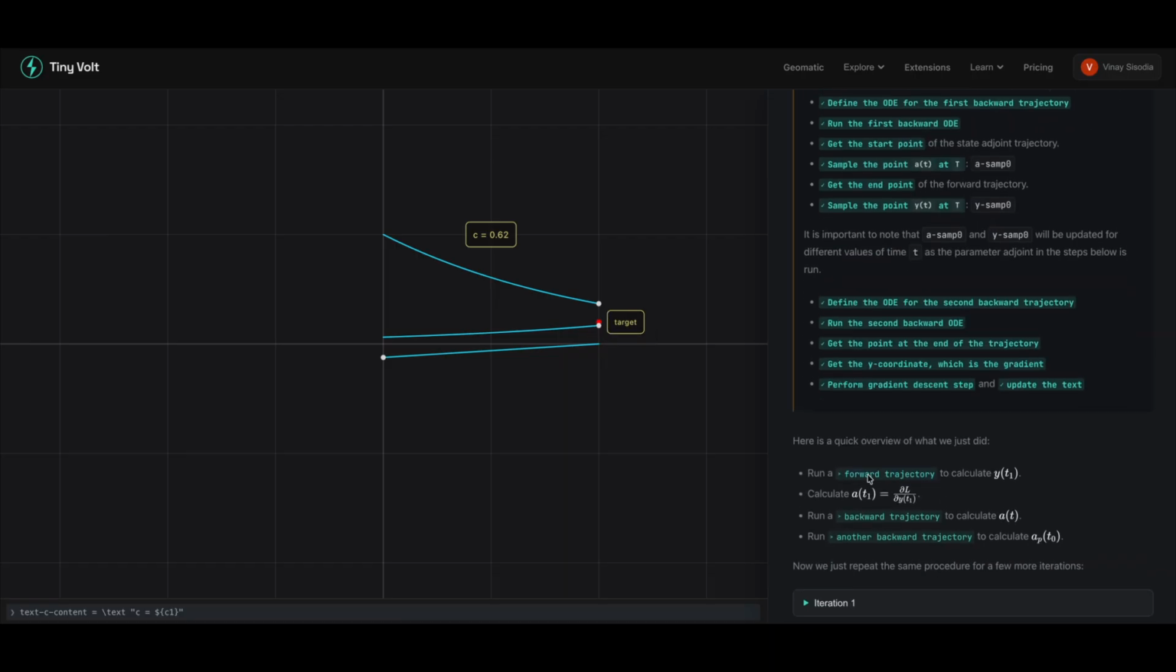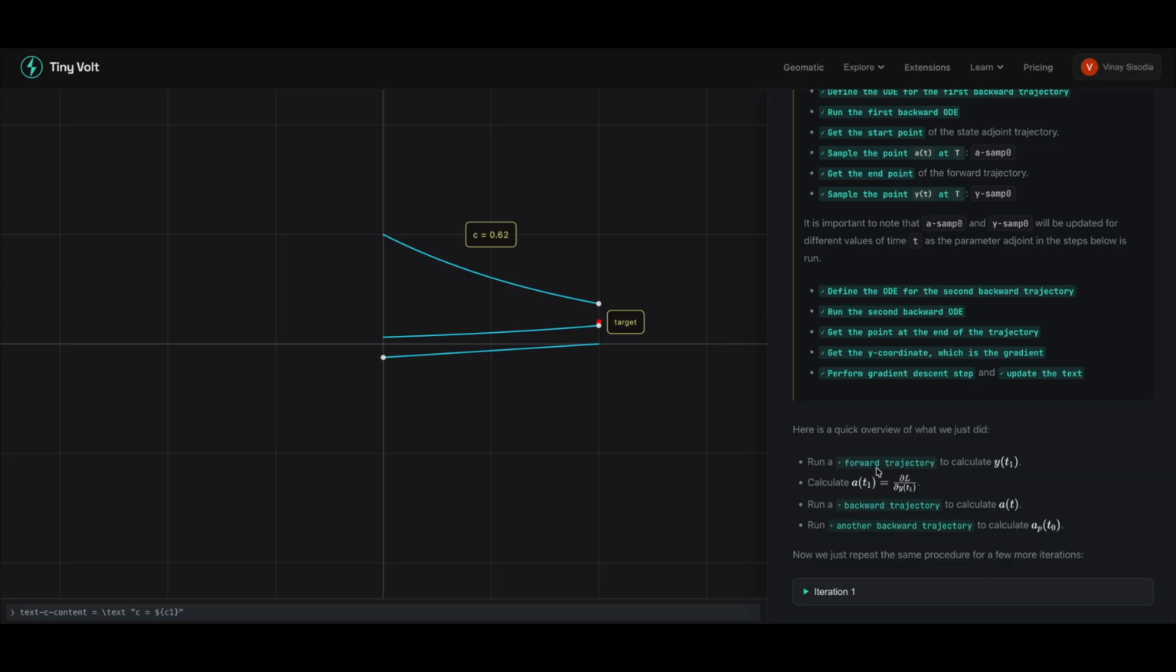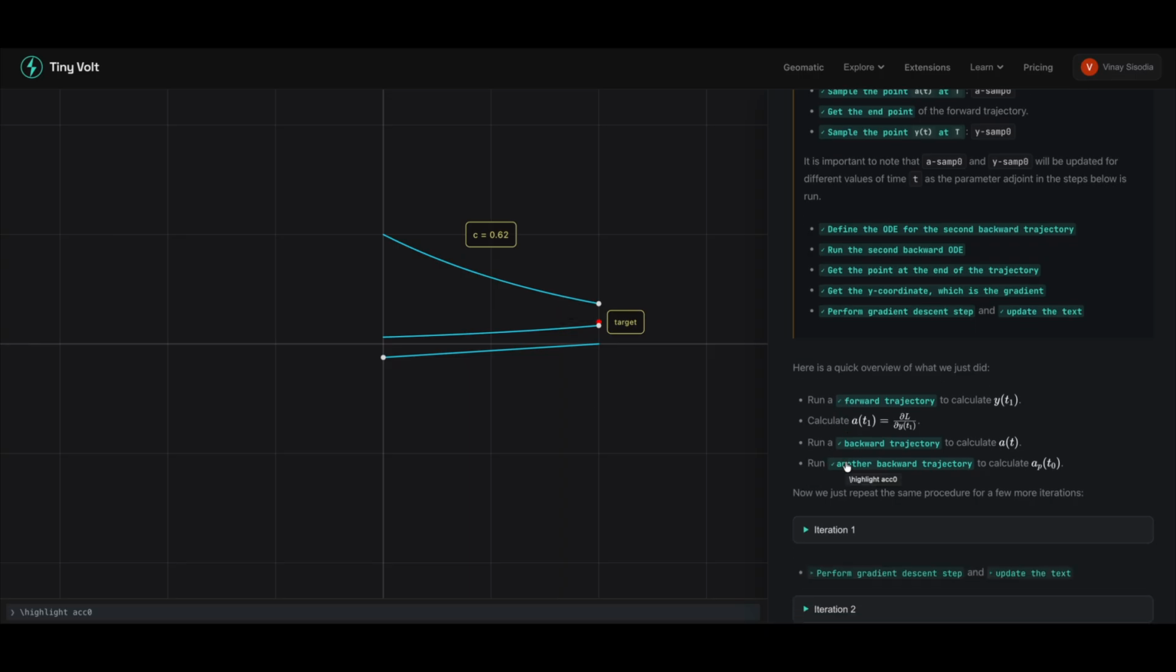So just to reiterate what we just did, we ran a forward trajectory of the given ODE, then we ran a backward trajectory to obtain the values of a, and then we ran the third trajectory, which is the second backward trajectory, which uses values of a from that trajectory, and the values of y from the forward trajectory. I think in the actual paper they did not run these three equations. This is just done for the sake of clear exposition.